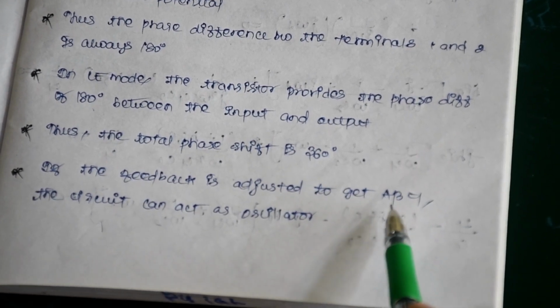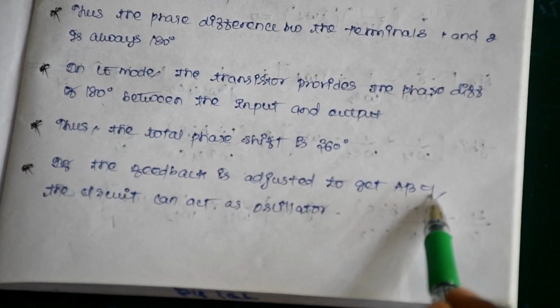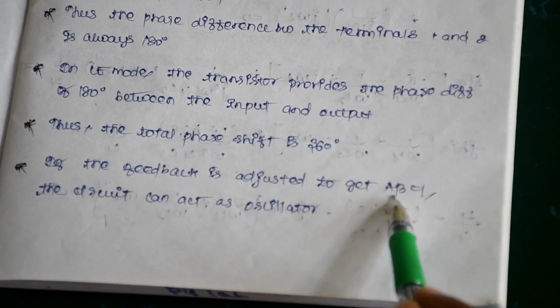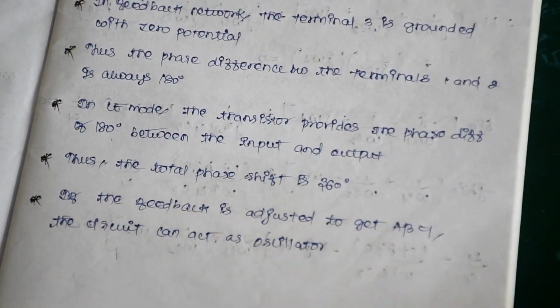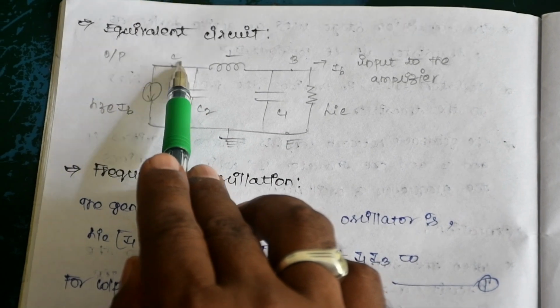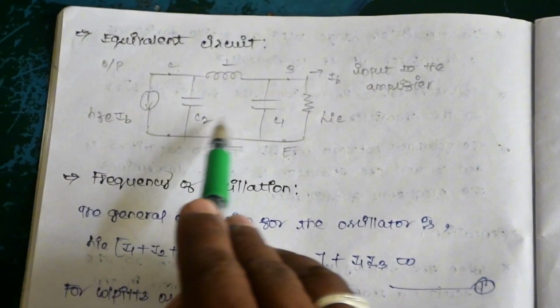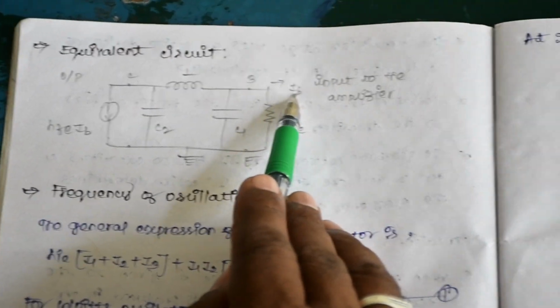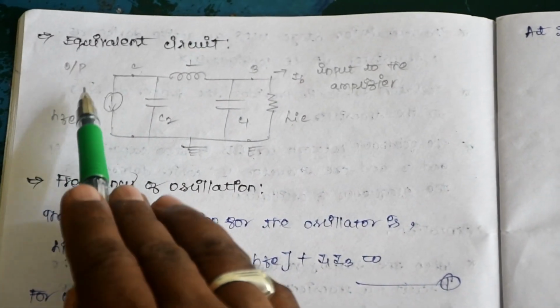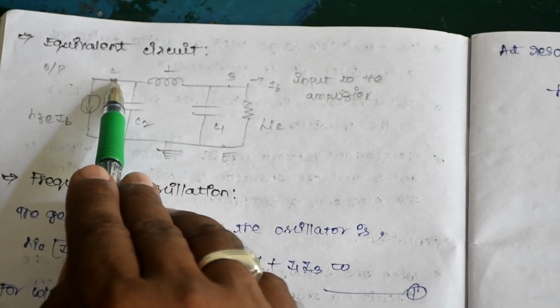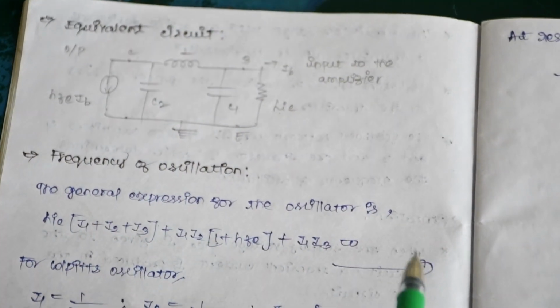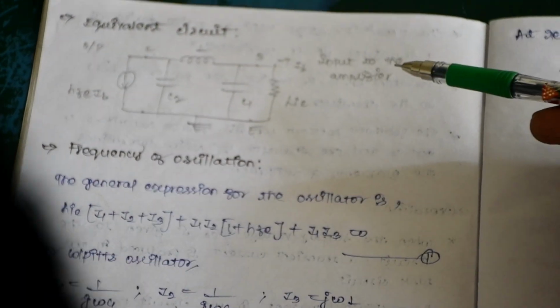If the feedback is adjusted to get 360 degrees, that is A beta equal to 1, where A is the gain and beta is the feedback factor, the circuit can act as an oscillator. And then the equivalent circuit for the Colpitts circuit. Here we can see L, C2 and C1, HIE, this is IB, this is the output, and this is the emitter terminal, base and collector. So this is the equivalent circuit of the Colpitts LC oscillator.